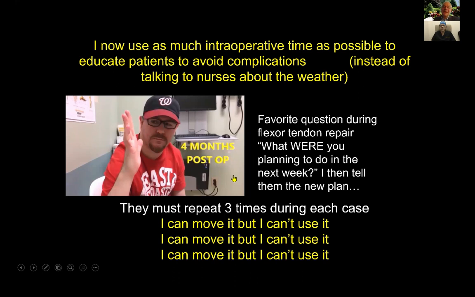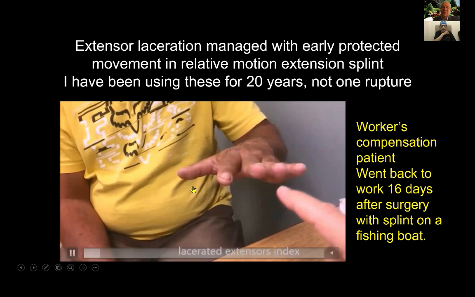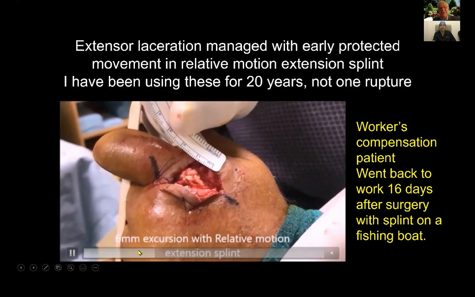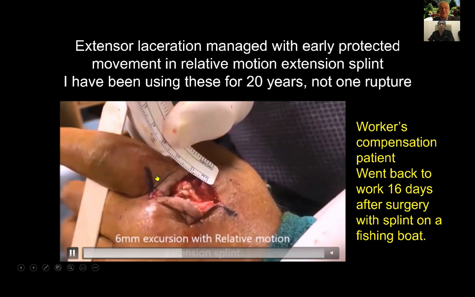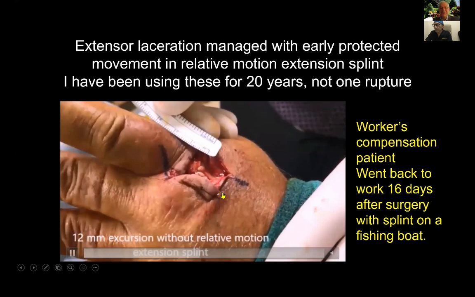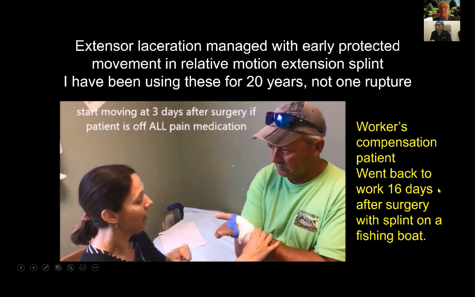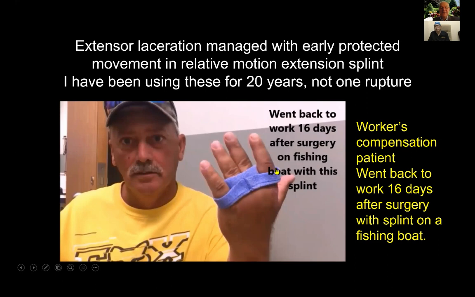With extensor tendon lacerations, same thing. Intraoperative education, intraoperative assessment of relative motion, extension splinting. There's just a new paper that's come out of that. They live in these splints instead of being immobilized for 4 weeks, because those splints decrease the excursion and decrease the tension on the extensor tendon. So a lot of these patients can go to work 4 days after surgery. This man worked on a fishing boat. He was a workman's compensation case, and he went back to work 16 days after surgery with his relative motion extension splint. And here he is at 7 months after surgery.